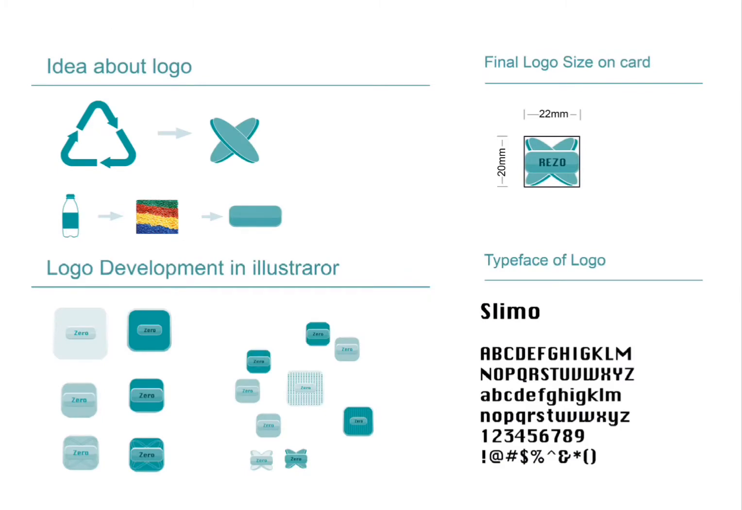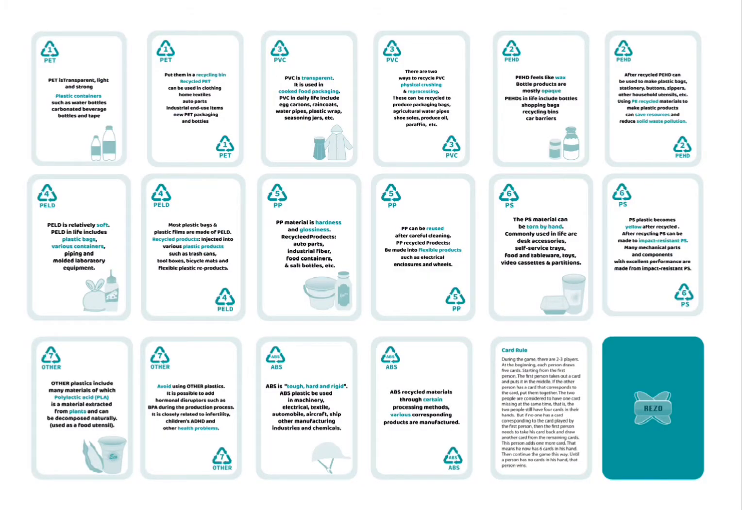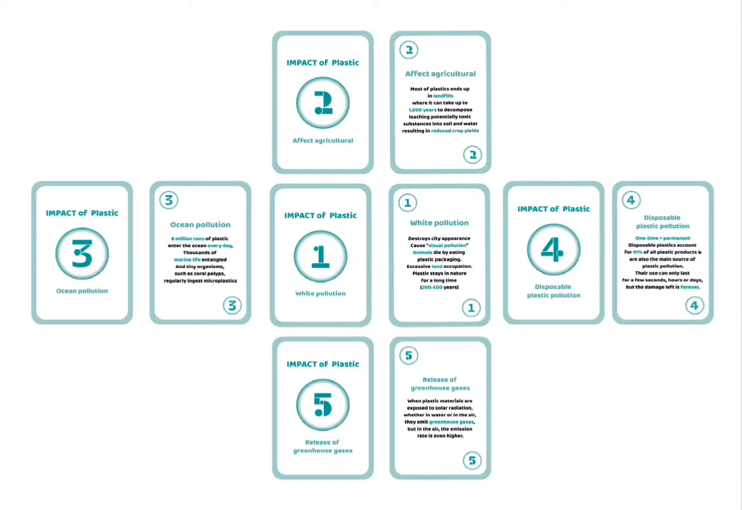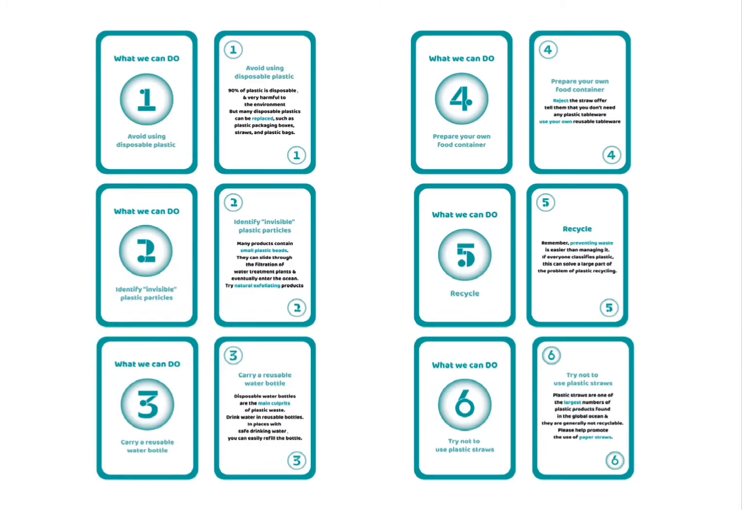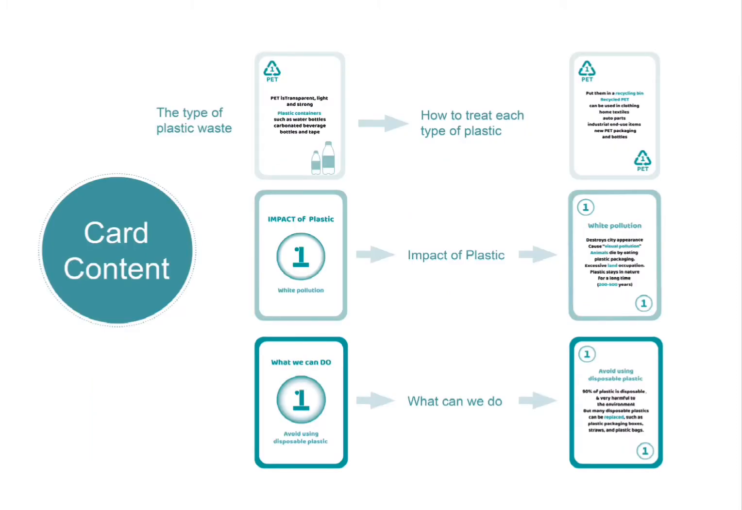My card game is called REZO, which means recycling and zero plastic waste. There are 19 pairs of cards with contents, which means 38 cards, and one more card with the game rules. The content of the cards is divided into 3 categories. The first category is the classification of plastic, the second is the impact of plastic on the environment, and the third is what we can do to achieve zero plastic waste.